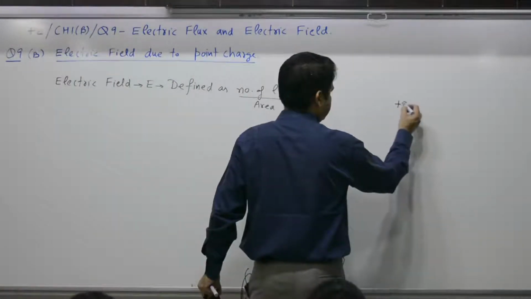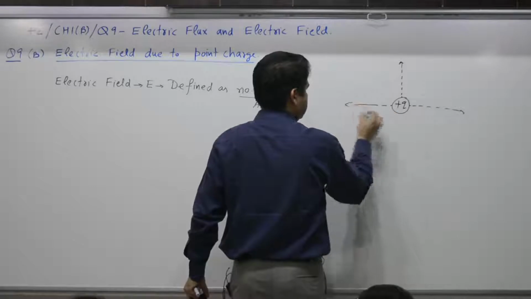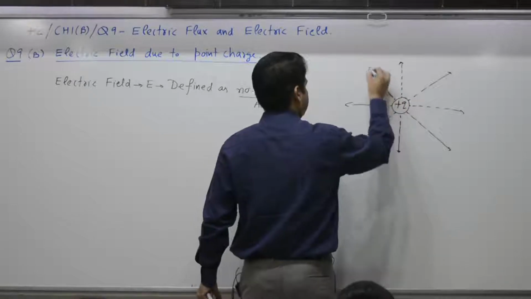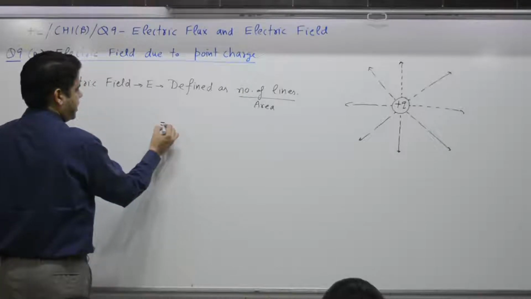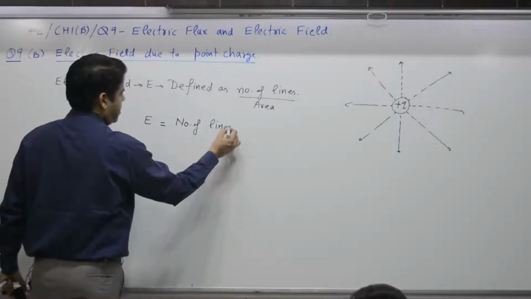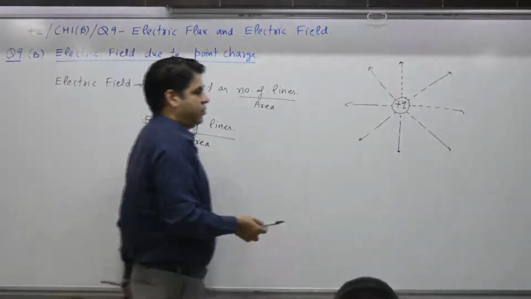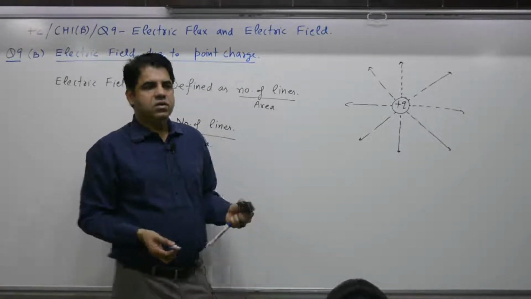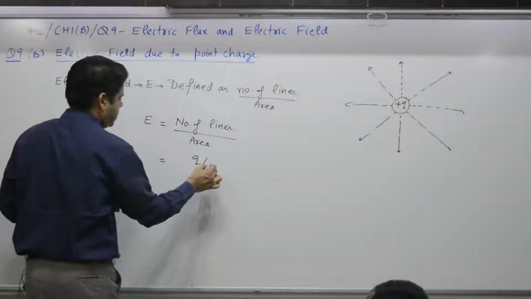Let there be a charge Q. How many lines will come out of this? Yes, Q by epsilon naught. As per definition, E is defined as what? Number of lines per unit area. So E is equal to number of lines per unit area. Out of 1 coulomb charge, how many lines? 1 by epsilon naught. Out of 2 coulomb charge, out of Q coulomb charge, total lines, Q by epsilon naught.